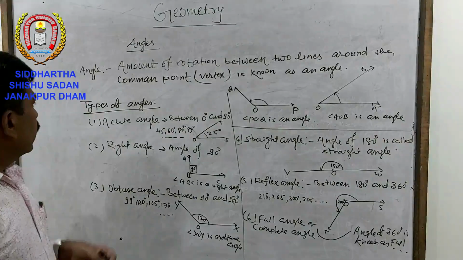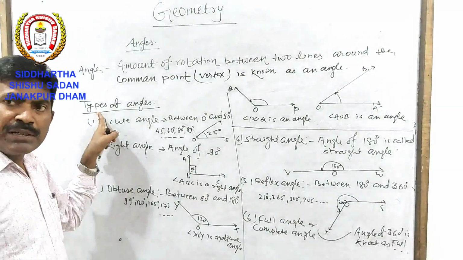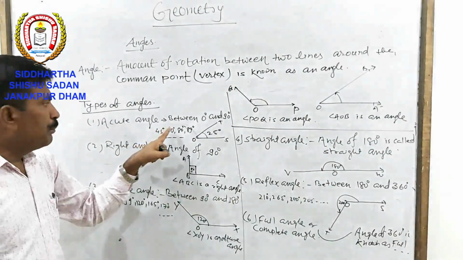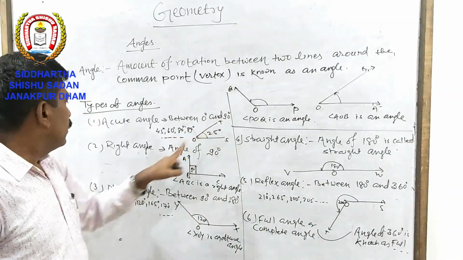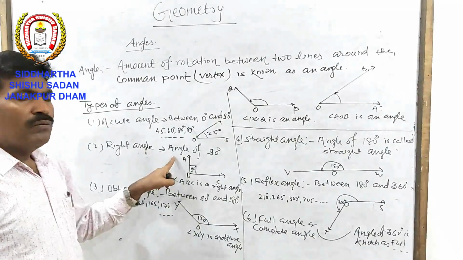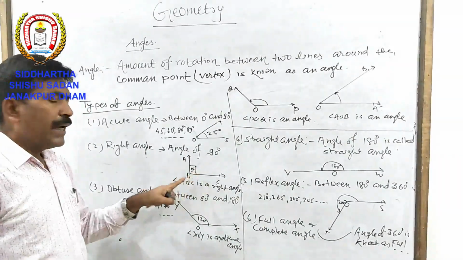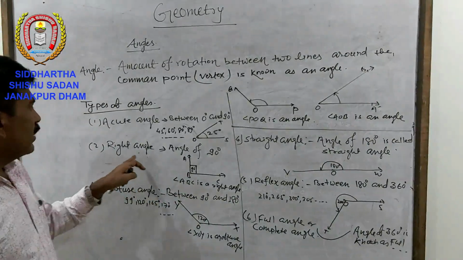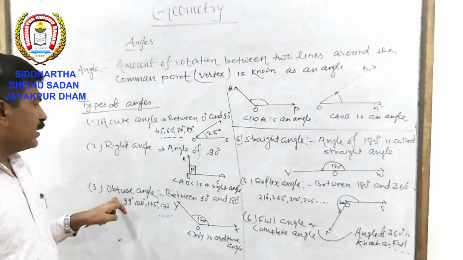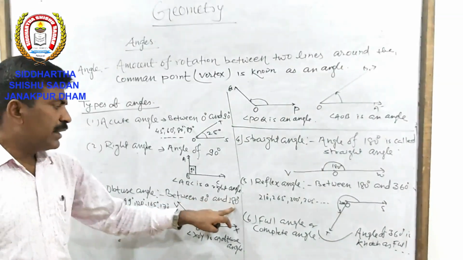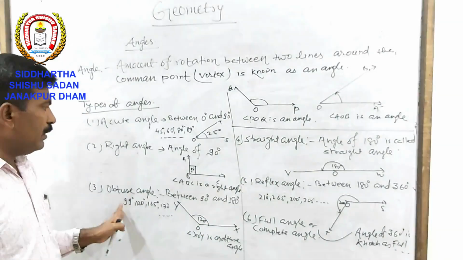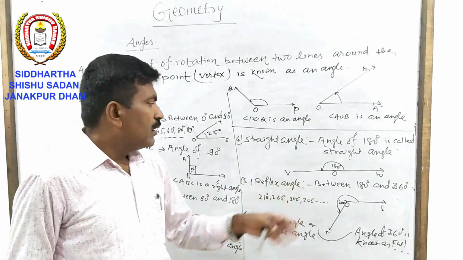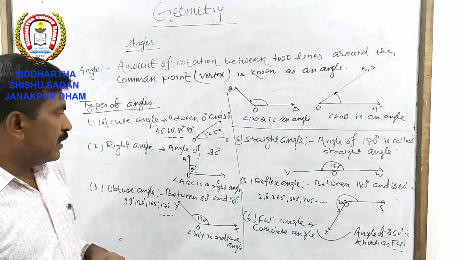So now here we have started and we have finished also the types of angles. Number 1, acute angle between 0 degree and 90 degree. Right angle, the angle of 90 degree. That means an angle whose size is equal to 90 degree. Such angle is known as a right angle. Obtuse angle greater than 90 degree and less than 180 degree. And examples are here. A straight angle of 180 degree, and the reflex angle between 180 degree and 360 degree.